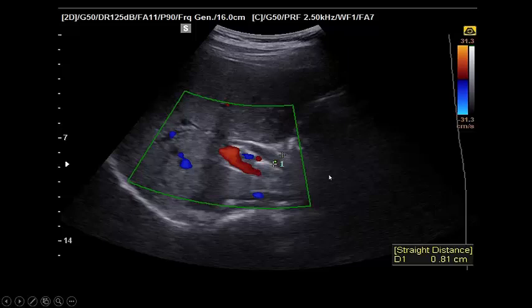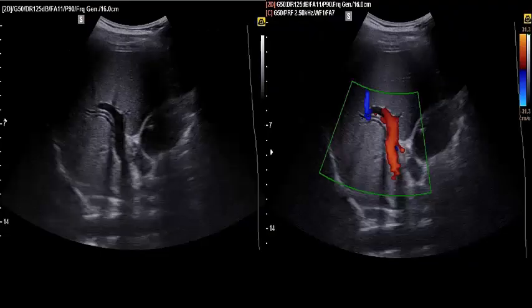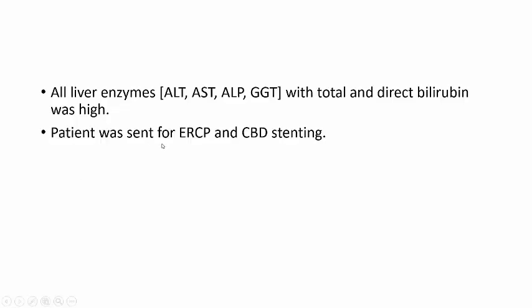That means there is acute dilatation of the common bile duct with persistent pain, denoting a stone impacted in the common bile duct. This is a very important possibility. This is really a common and famous complication of multiple small gallbladder stones. All liver enzymes were shooting up. Total bilirubin and direct bilirubin were high. Patient was sent for ERCP and common bile duct stenting.